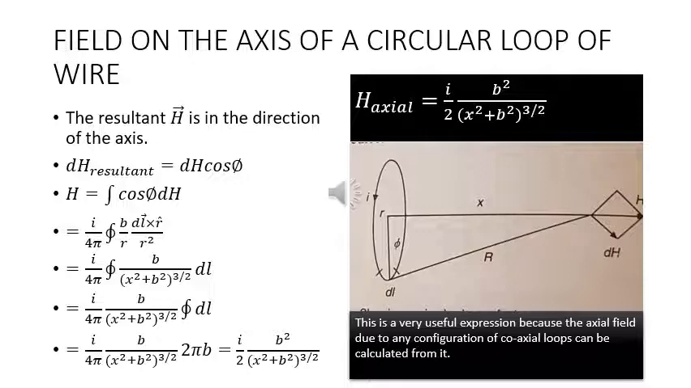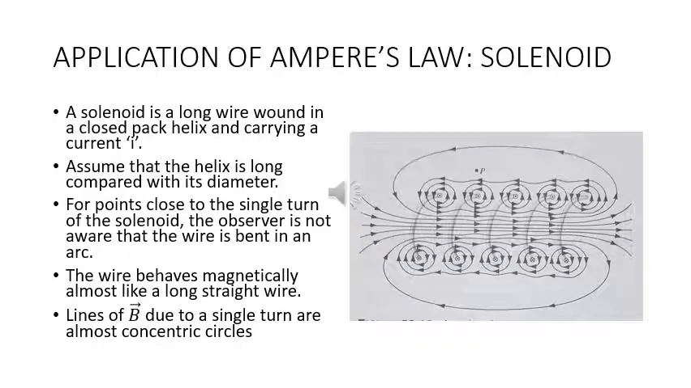This is a very useful expression because the axial field due to the configuration of coaxial loops can be calculated from it. The most brilliant application of Ampere's law comes in discussing the magnetic field due to a solenoid. A solenoid is a long wire wound in a close packed helix and carrying a current I. Let us assume that the helix is very long as compared to its diameter.